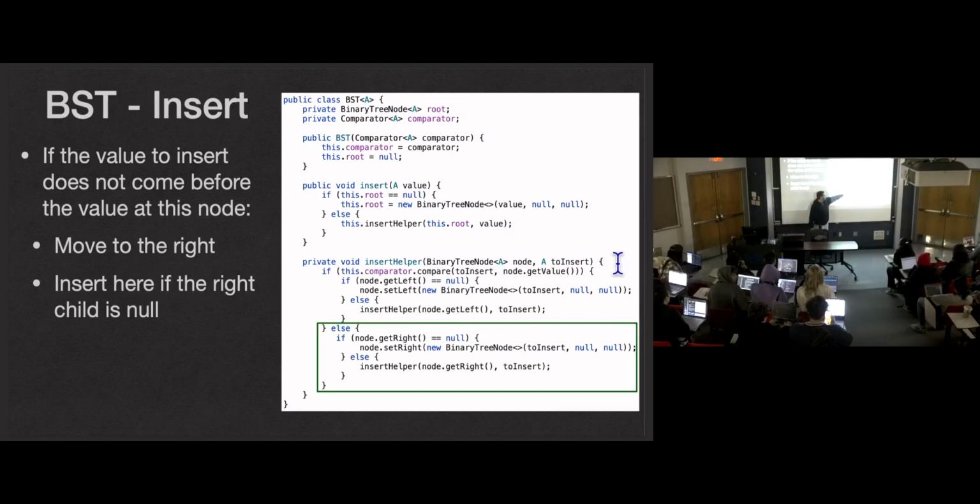So we're thinking right, and I'm going to look to the right. If I see null, if there's no right child, I've got a home for it. I'm going to create a new node with the value I'm inserting and set that as the right child of this node because I found a home for this value I'm inserting. Otherwise, set up my recursion and go on to the right child. Go to the right node in the next recursive call.